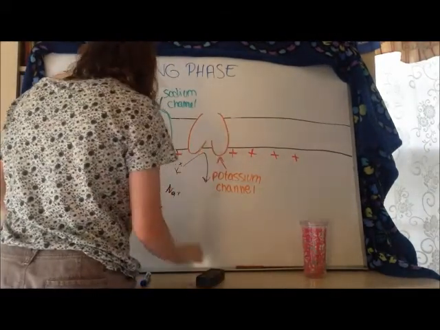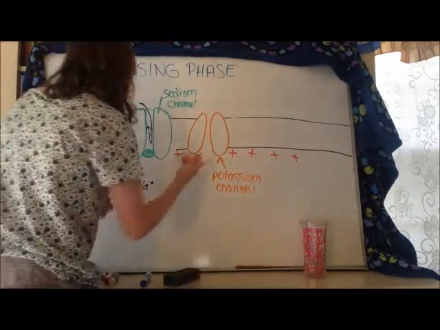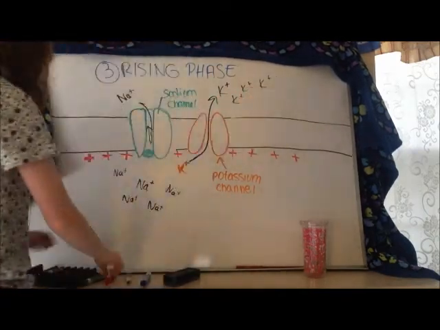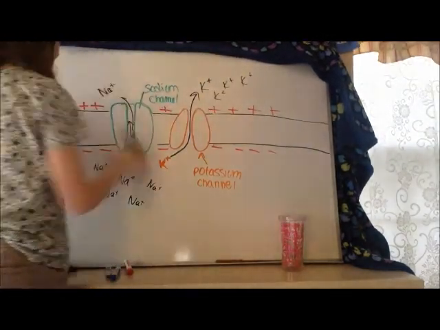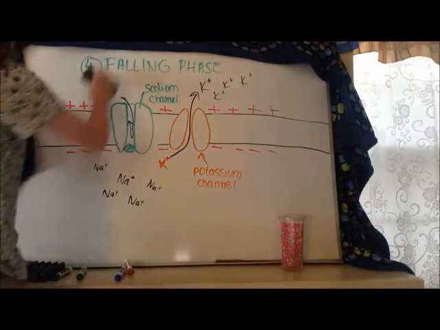Now continuing on in the rising phase, the potassium channel opens also. This allows positively charged potassium ions through to the outside of the axon. Now they bring their positive charge with them, and the outside is positive and the inside is negative, once more making it the falling stage.